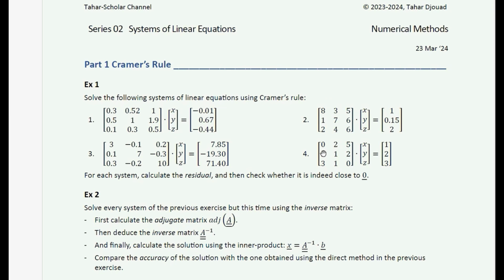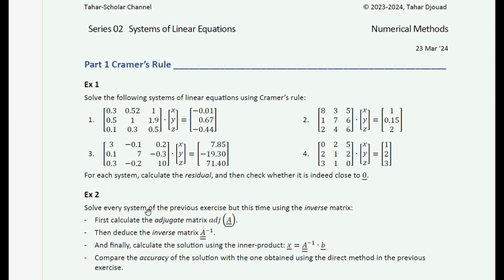I advise you to at least try by yourself to do at least one exercise. Don't be passive, just watching. After you watch the video, try to pick one system and solve it by yourself using Cramer's rule. The second exercise, we solve the same systems, but with a different approach.